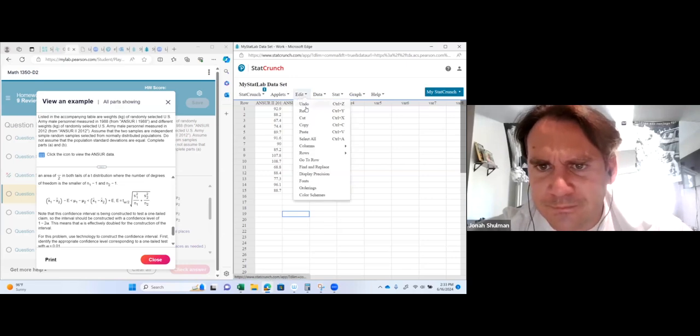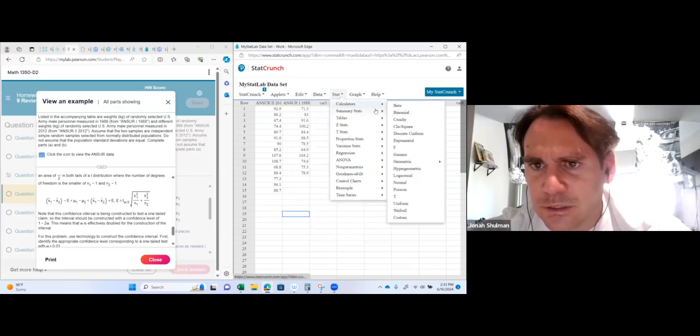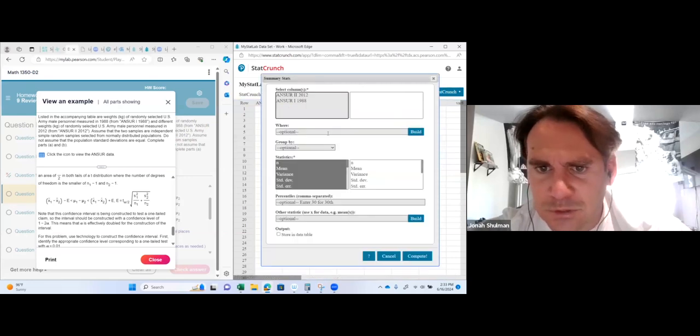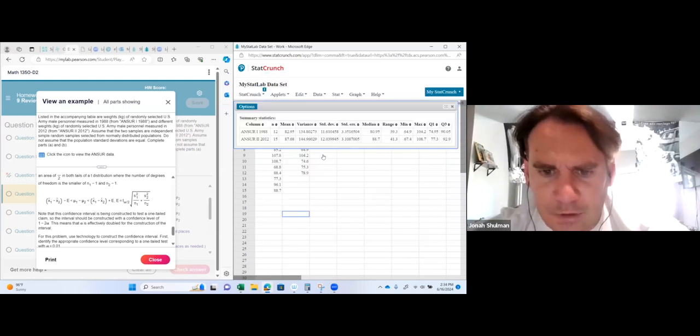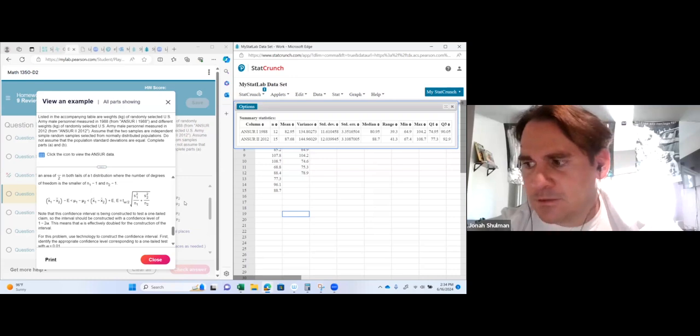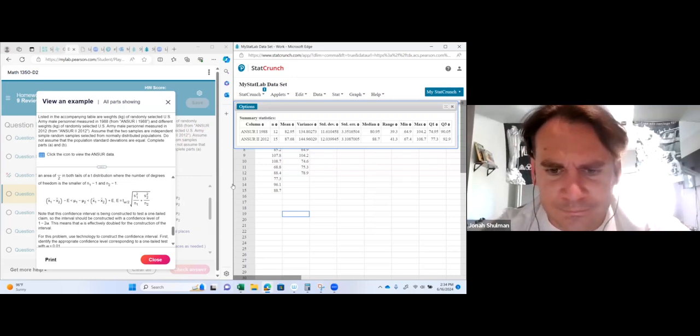So we go to edit, data, calculator, summary stats of columns. And we're just going to take both of these and click compute. All right, so right away I have my mean, and I'm going to write out this formula.